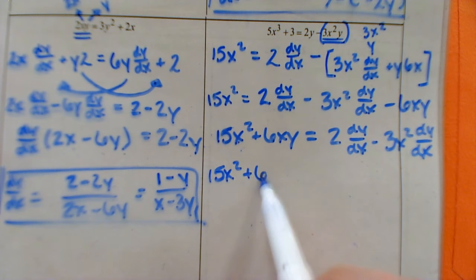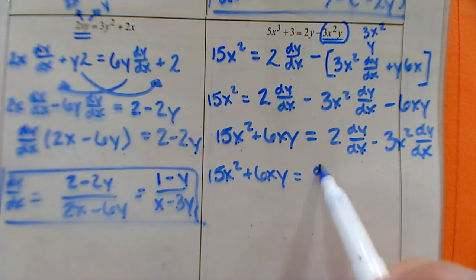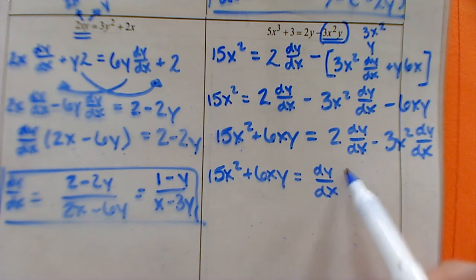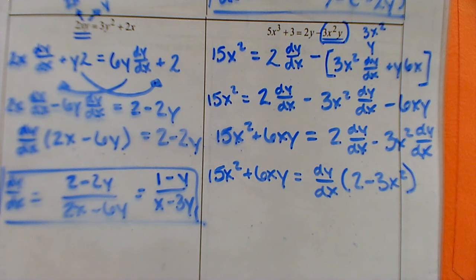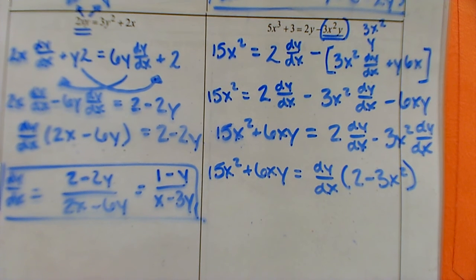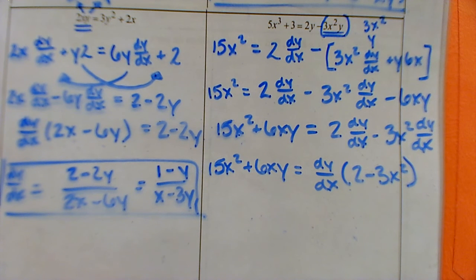So everything's separated. We can factor out dy over dx. That's our little magic step there. So then to get the derivative all by itself, we'll do some division.